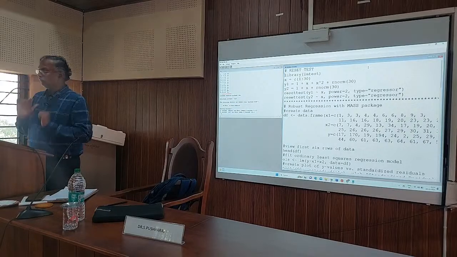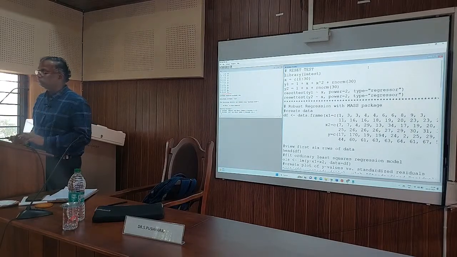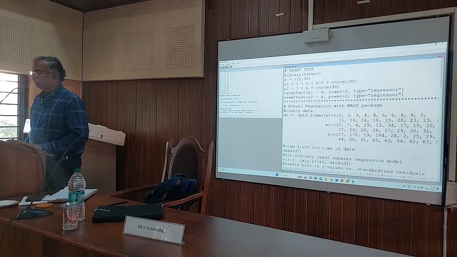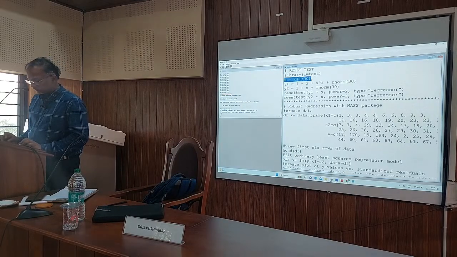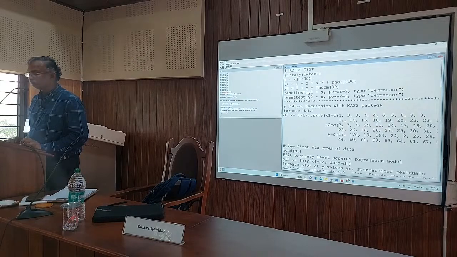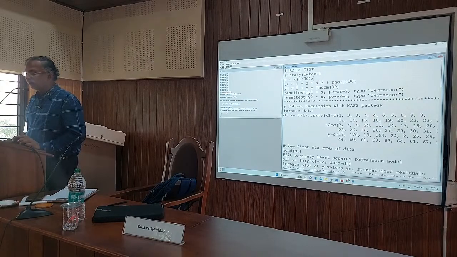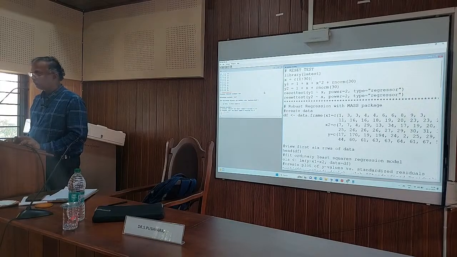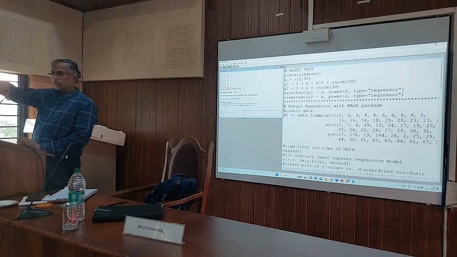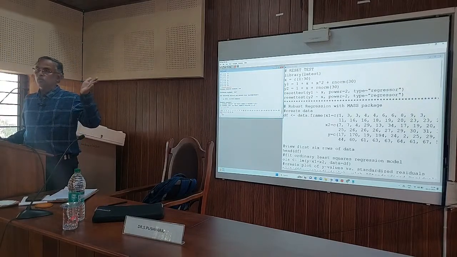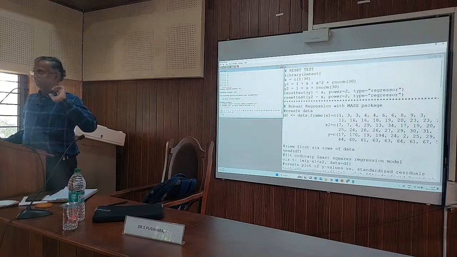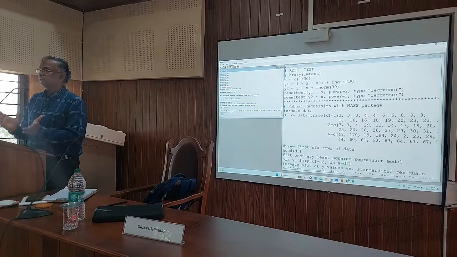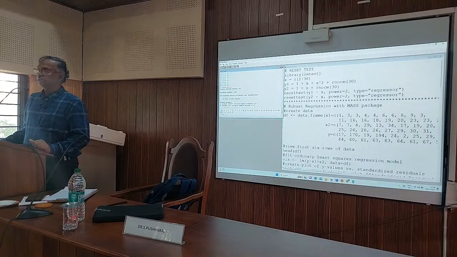We are creating three columns: x, y1 and y2, right? X is a vector we create. We can see how x looks like. It's a column, right? Numbers from 1 to 30. From that, we are creating two variables.